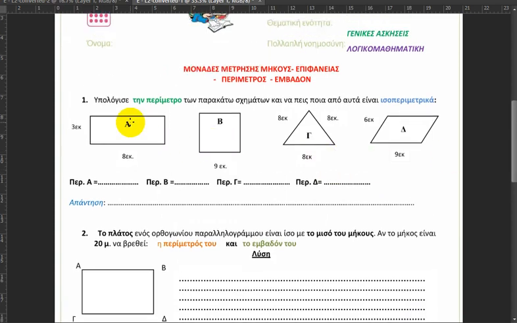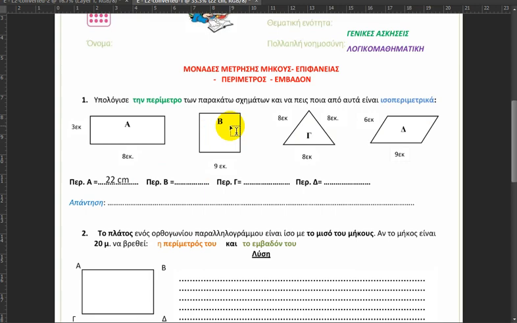Okay, so here we want the perimeter of each of the shapes, and we want to find which of them have the exact same perimeter. So here we have a rectangle that has one small side of 3 and one big side of 8. So to find its perimeter, I'm going to have to do 8 plus 8 plus 3 plus 3. 8 plus 8 makes 16, plus 3 makes 19, plus 3 makes 22. 22 what? Centimeters, because it's currently in centimeters. Oh, they're all centimeters.